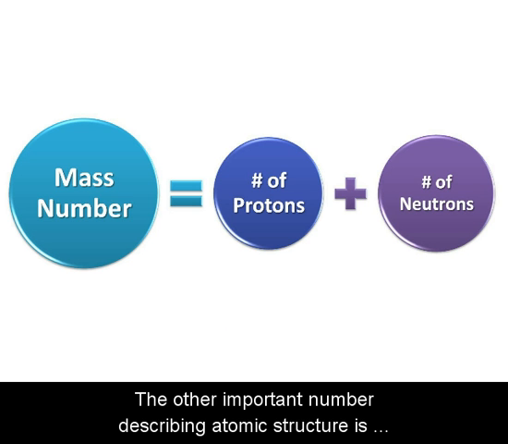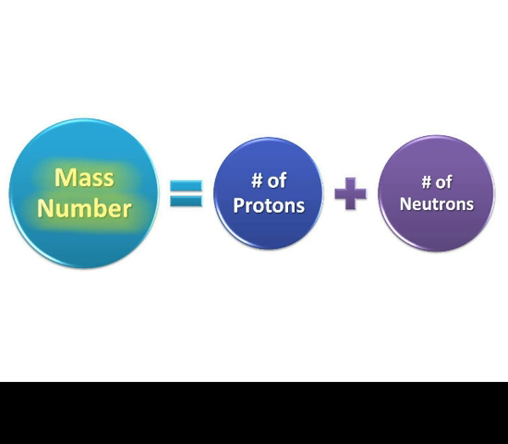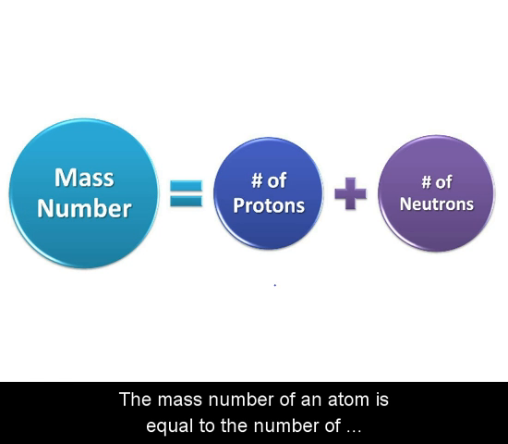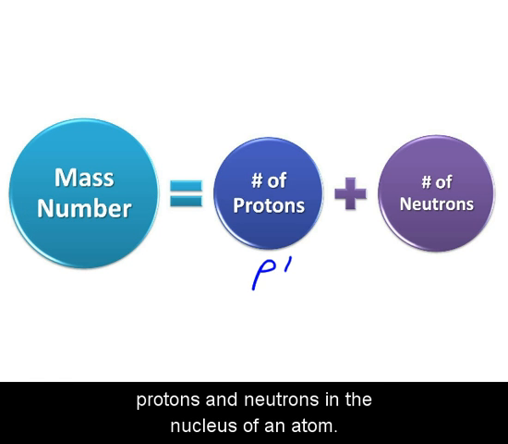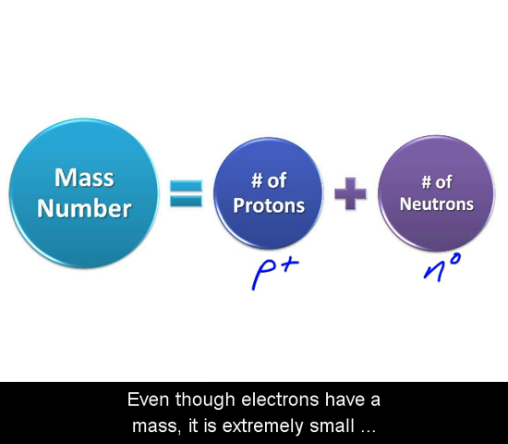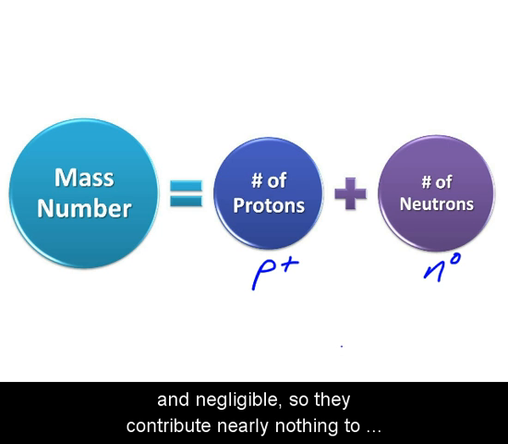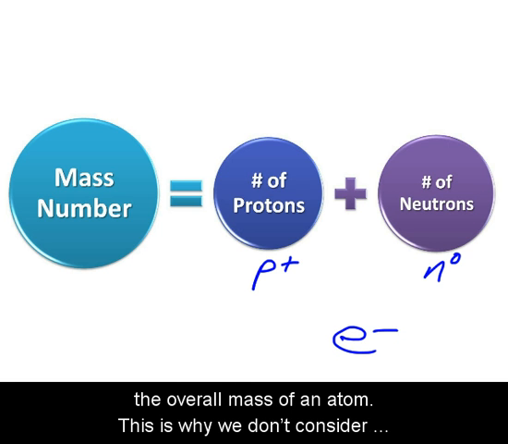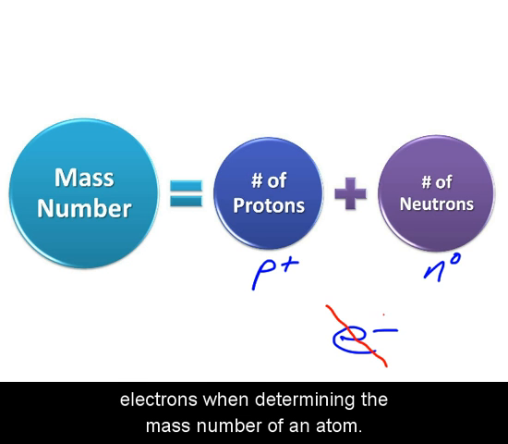The other important number describing atomic structure is the mass number. The mass number of an atom is equal to the number of protons and neutrons in the nucleus of an atom. Even though electrons have a mass, it is extremely small and negligible, so they contribute nearly nothing to the overall mass of an atom. This is why we don't consider electrons when determining the mass number of an atom.